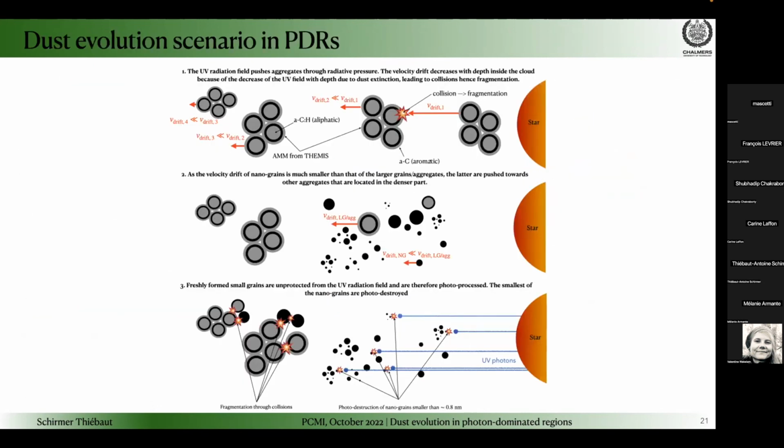So to summarize, we propose a scenario where the aggregates are pushed towards the denser part of the PDR because of the radiative pressure induced by the illuminating star, and it's going to lead to collisions between aggregates, which is going to lead to fragmentation into smaller grains and therefore nanograins. Those nanograins are then unshielded and unprotected from the radiation field and are easily photoprocessed.